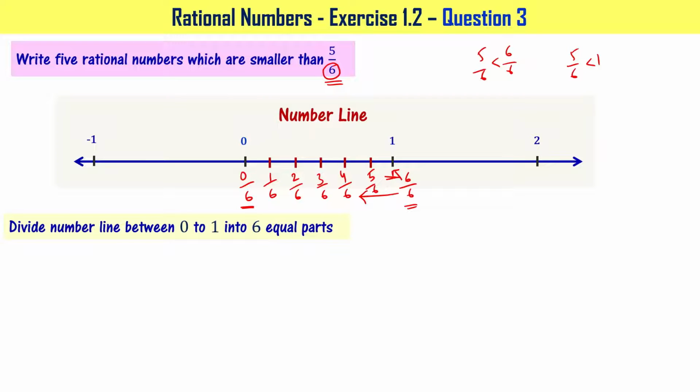We can further have numbers. For example, I can divide the number line between minus 1 and 0 also into 6 equal parts.